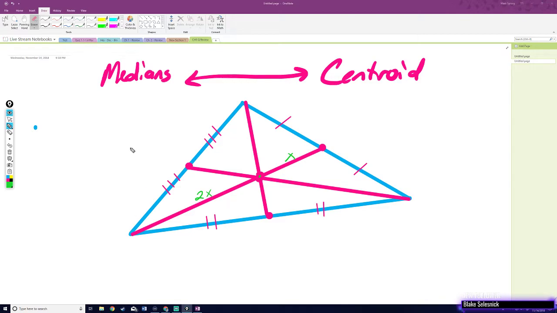And again, in the case of the medians, it's always inside, regardless of the type of triangle. This is an obtuse triangle and it's still inside.